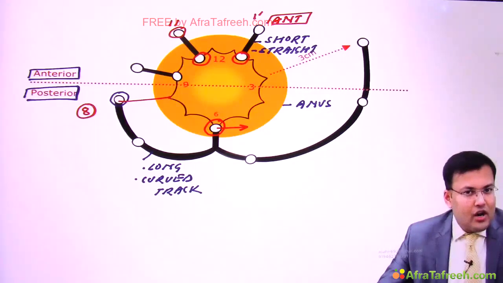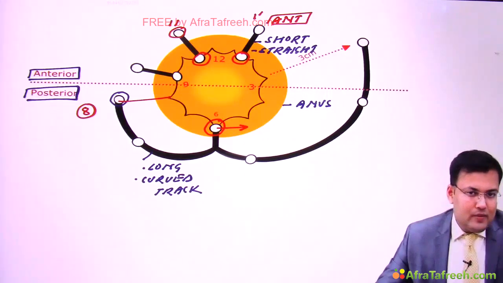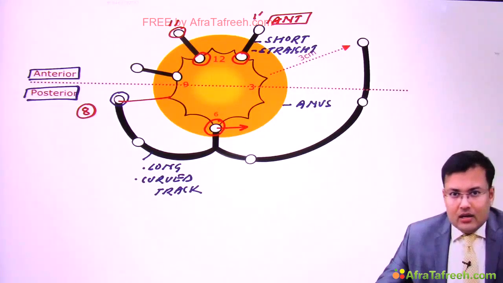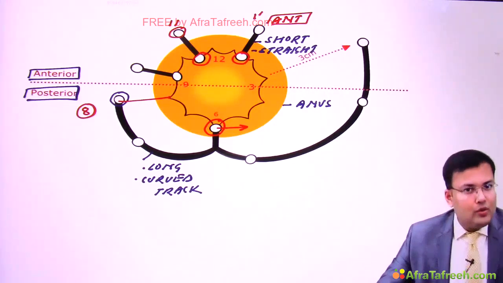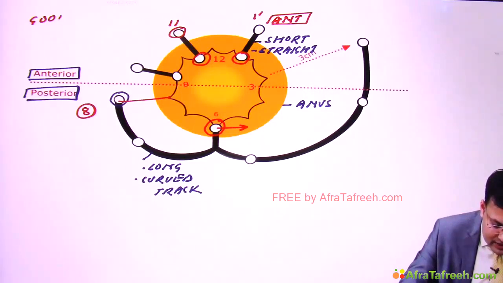So I'm repeating, according to Goodsall's rule, anteriorly located external openings are joined by short straight tract. Posteriorly located external openings are joined by long curved tract, and it is going to open posteriorly in the midline. So the name of this rule is Goodsall's. This is Goodsall's rule. Clear?